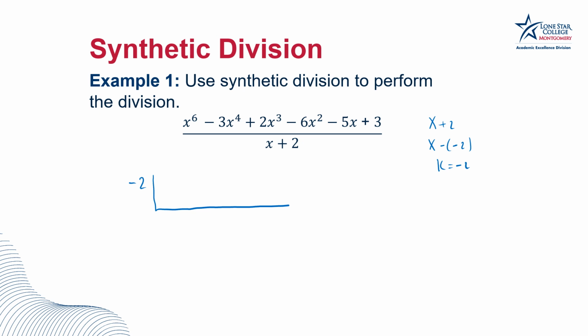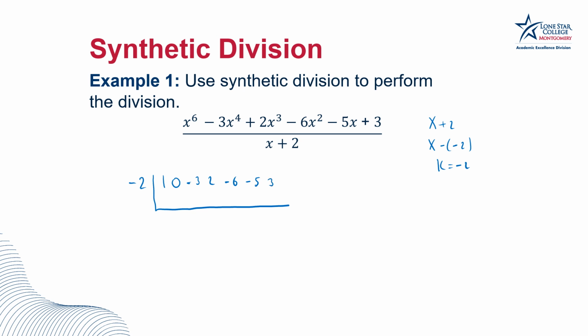So for our numerator, we have the coefficient for the x to the 6, which is 1. There's no x to the 5th term, so we have to compensate with a 0 for the x to the 5th term. For the x to the 4th, we have negative 3. For the x cubed, we have 2. For the x squared, we have negative 6. For the x, we have negative 5. And then for the constant, we have a positive 3.